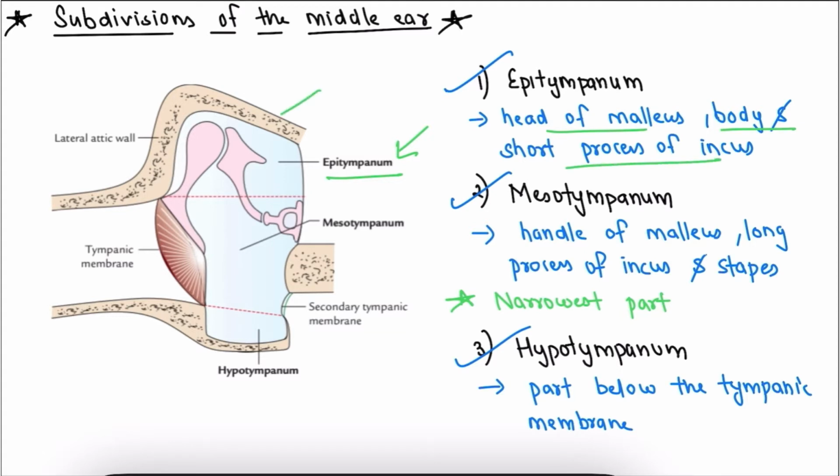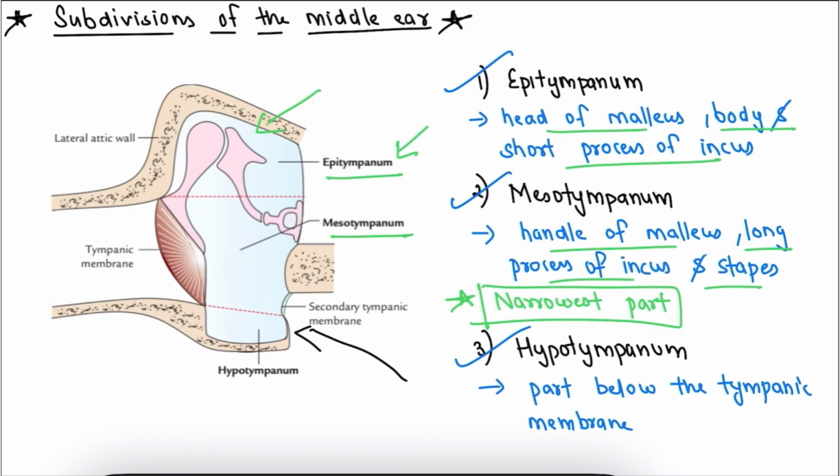As we can clearly see in this image that we have the head of malleus, body and short process of incus. The mesotympanum is in level with the tympanic membrane, and in mesotympanum we have the handle of malleus, long process of incus and stapes. This is the narrowest part of the middle ear. Now coming to the hypotympanum. The hypotympanum is the part below the tympanic membrane, as we can clearly see in this image. This is the subdivisions of the middle ear.